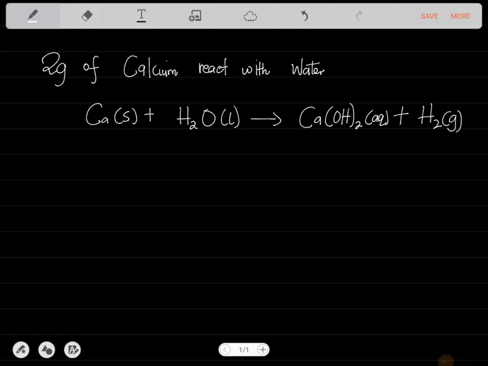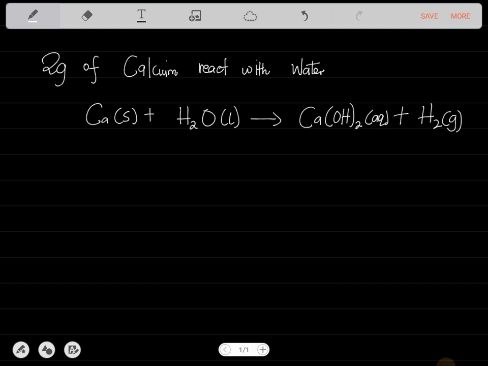In this video, we have a question. It says 2 grams of calcium react with water, as we can see by the chemical equation. What do I intend to answer in this particular question? Two things. Number one, we are going to balance this chemical equation. Number two, we are going to find the moles of calcium hydroxide that have been formed. In fact, three things. The moles of calcium hydroxide and the volume of hydrogen.